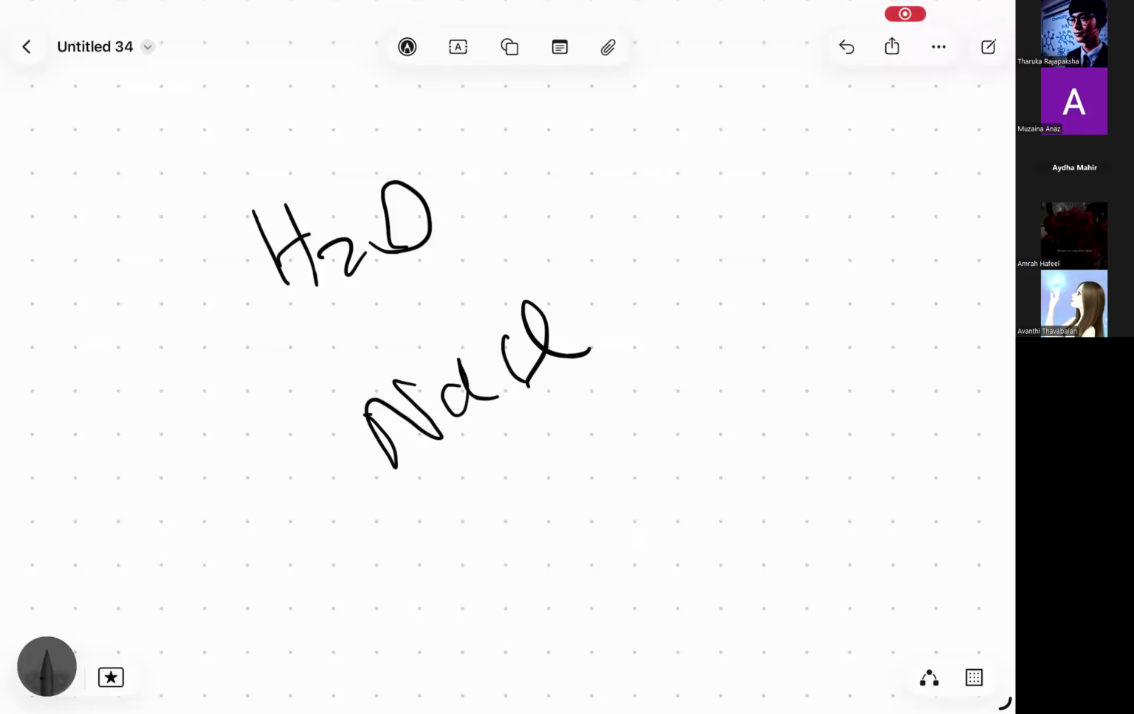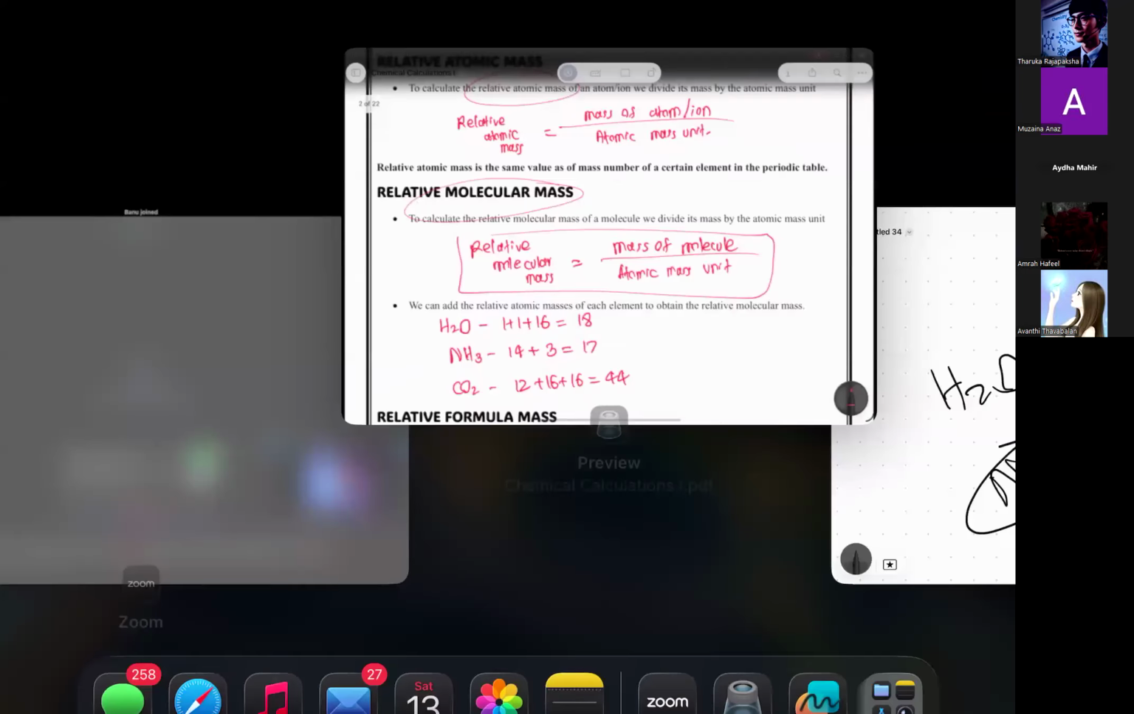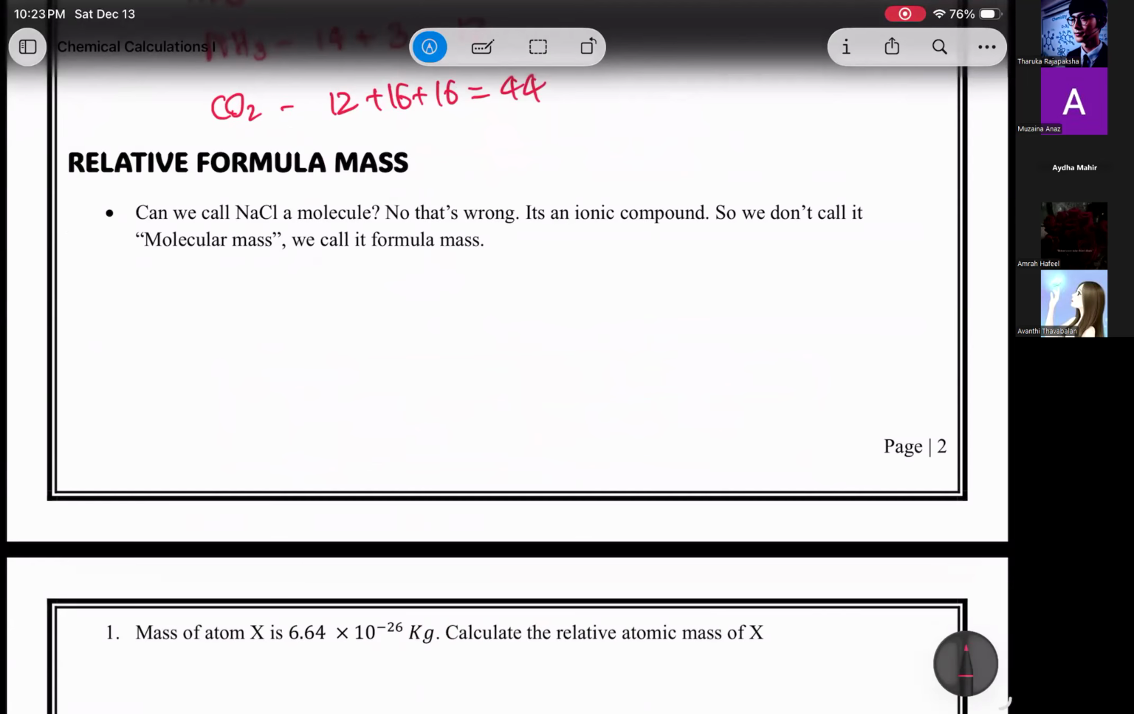No, you don't call it that way. People, these are not molecules, right? You can't call them molecules, so we use another term. We can't call them relative molecular mass because they are not molecules. They are ionic structures, so we call it relative formula mass. It's also given in the tutorial.